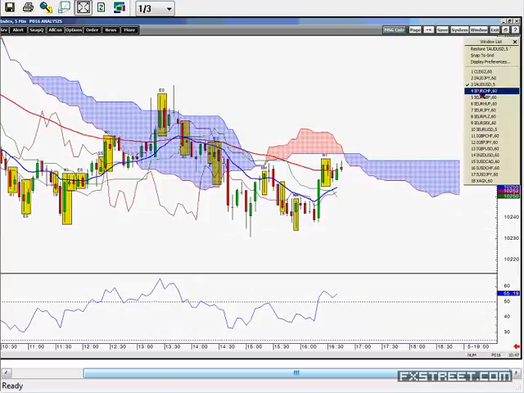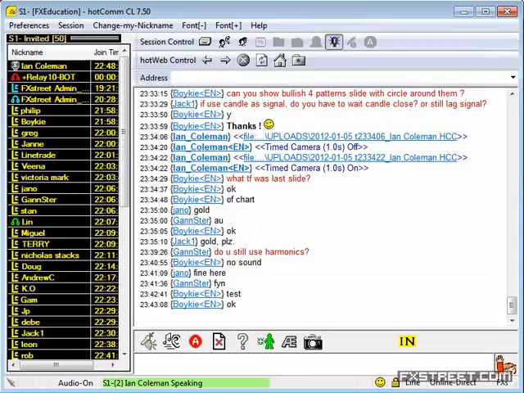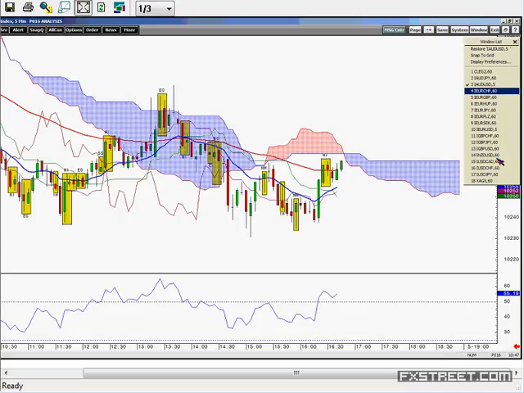Gold. Any questions on Aussie dollar? Okay. Gold. Monthly.